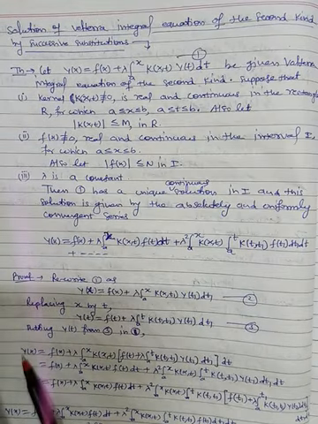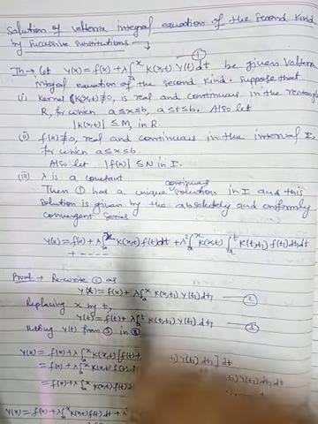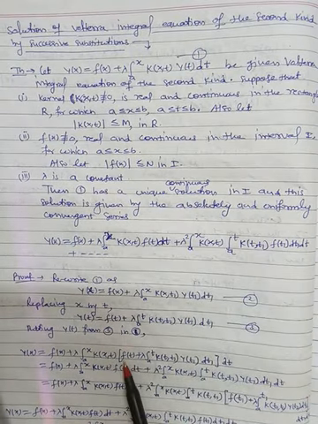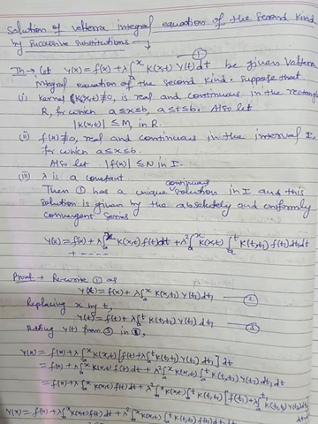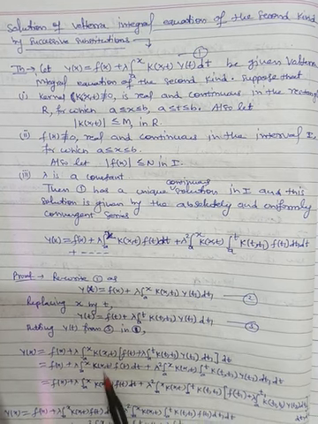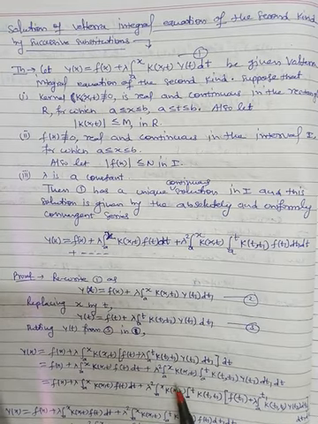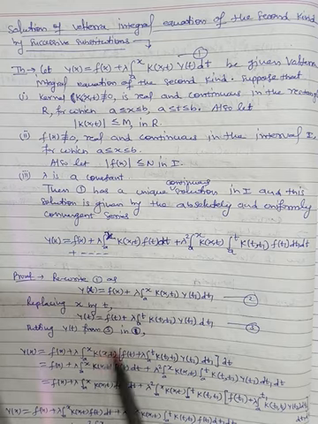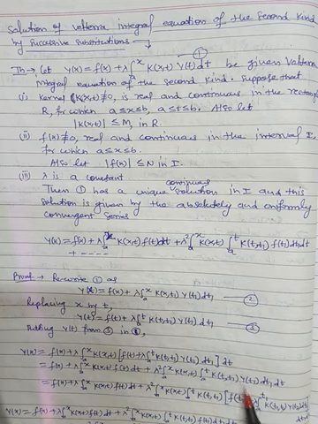You will get y(x) = f(x) + λ ∫ from a to x K(x,t), then in place of this y(t) we substitute this part: f(t) + λ ∫ from a to t K(t,t1) y(t1) dt1, and then dt. Simplify this. So it is equal to f(x) + λ ∫ from a to x K(x,t) f(t) dt + λ into λ, which is λ², ∫ from a to x K(x,t) ∫ from a to t K(t,t1) y(t1) dt1 dt. Fine. Now proceed in this way again.